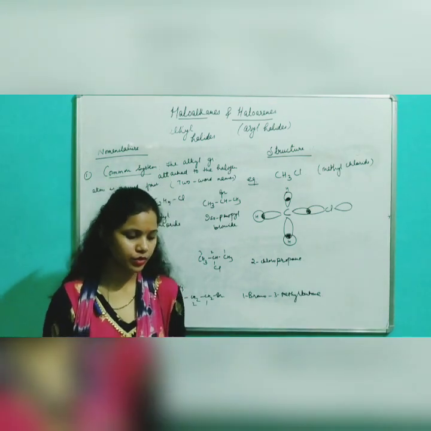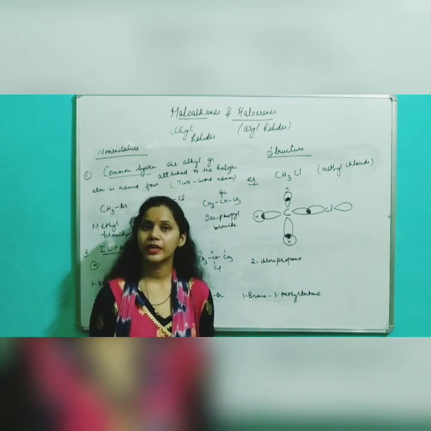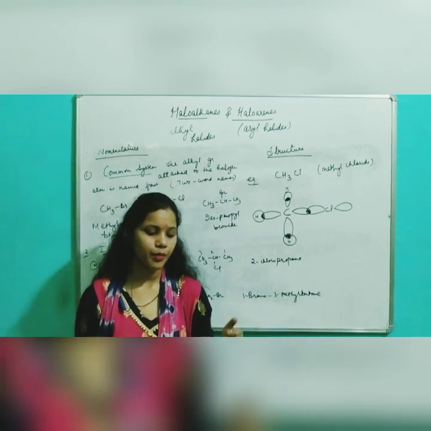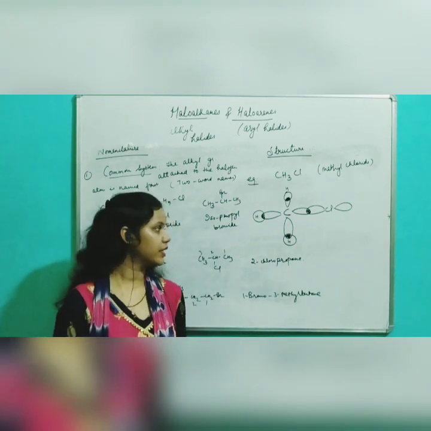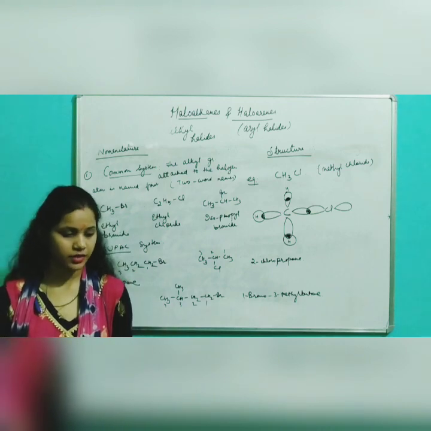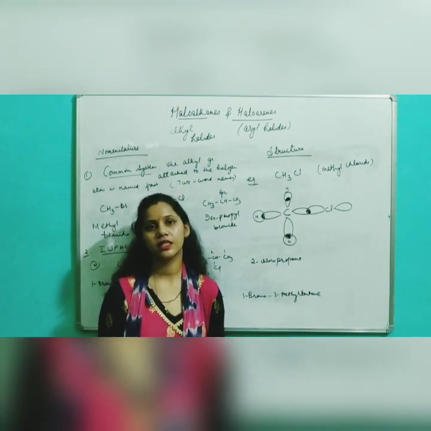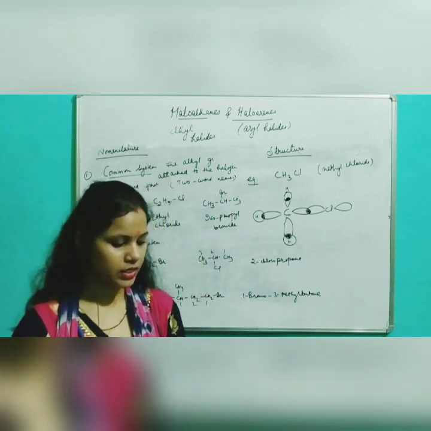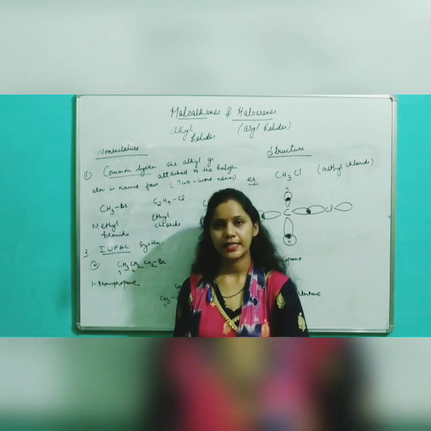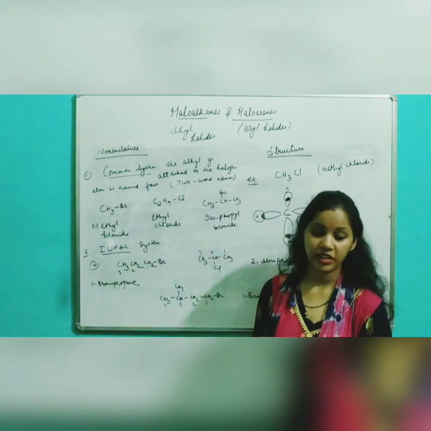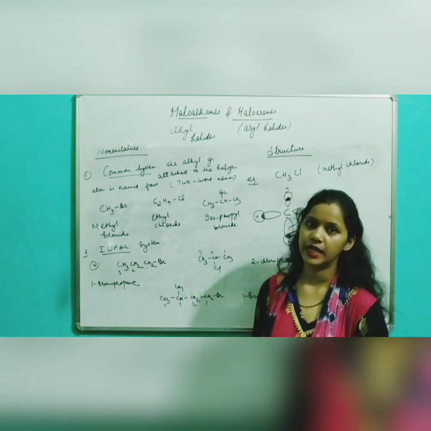Then there are two things which you should know, geminal halides and vicinal halides. What are geminal halides? When the halogen atoms are present on the same carbon atom, it is geminal halide. When they are present on adjacent carbon atoms, they are vicinal halides. These are some basic things which we have done today. In the next class we will discuss the preparations and reactions of alkyl halides.